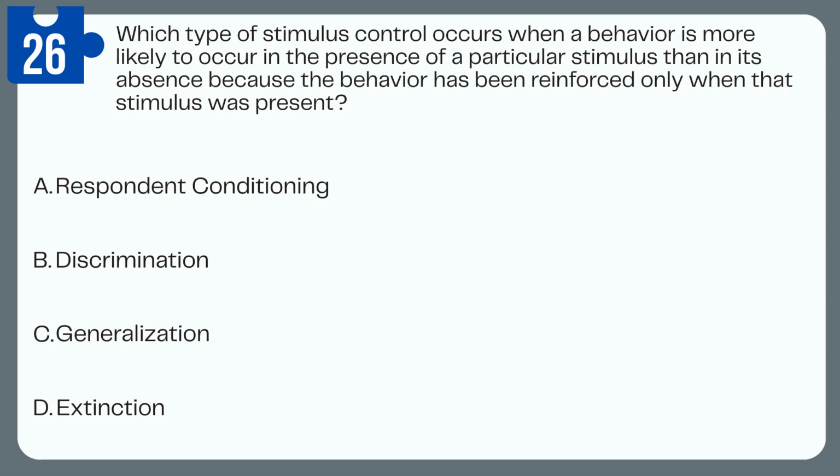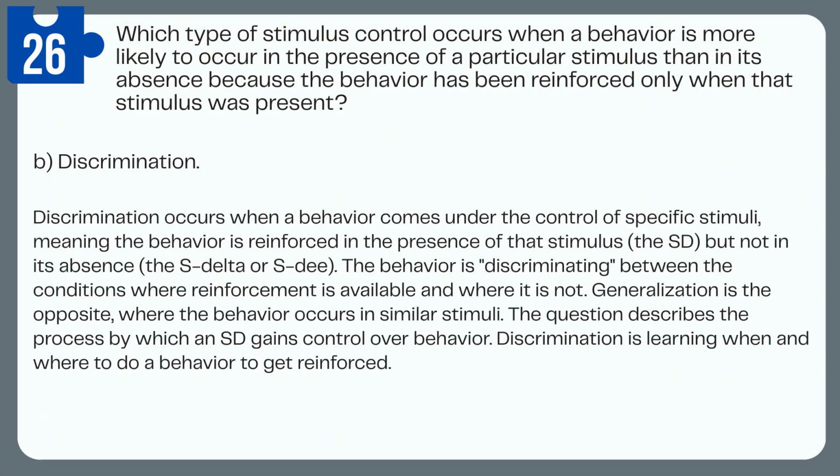Answer: B. Discrimination. Discrimination occurs when a behavior comes under the control of specific stimuli, meaning the behavior is reinforced in the presence of that stimulus, the SD, but not in its absence, the S-delta. The behavior is discriminating between the conditions where reinforcement is available and where it is not. Generalization is the opposite, where the behavior occurs in similar stimuli. The question describes the process by which an SD gains control over behavior. Discrimination is learning when and where to do a behavior to get reinforced.